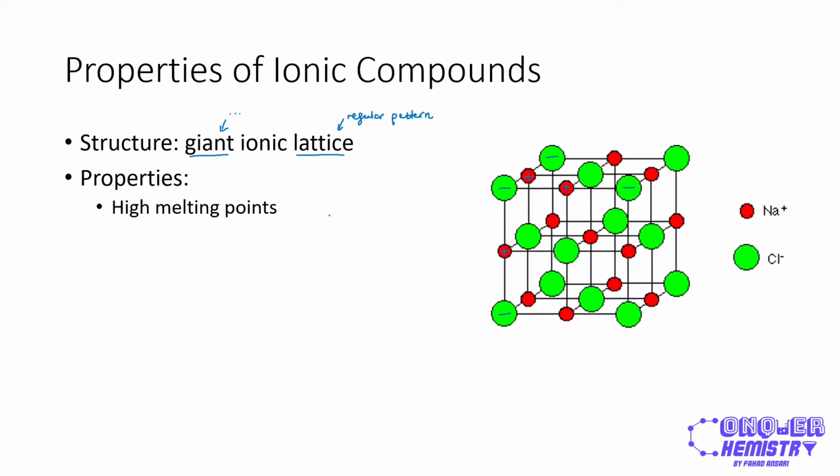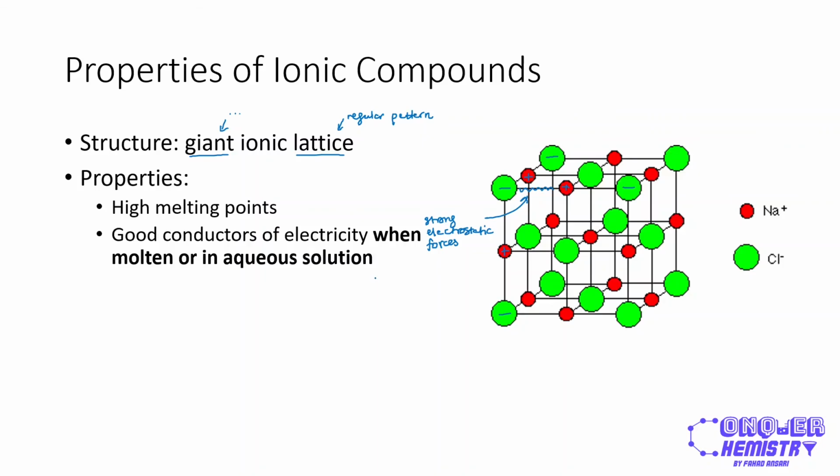So properties of ionic compounds, the first property is that they have high melting points, right? The reason is that you have charged particles called ions that are attracted to each other, and in between them you have electrostatic forces of attraction. These are very strong and these are difficult to break. And because these are difficult to break, you need a lot of energy to break these electrostatic forces of attraction so that these ions that are rigidly held in the lattice in the solid state can be broken up and become free to move in the liquid state.